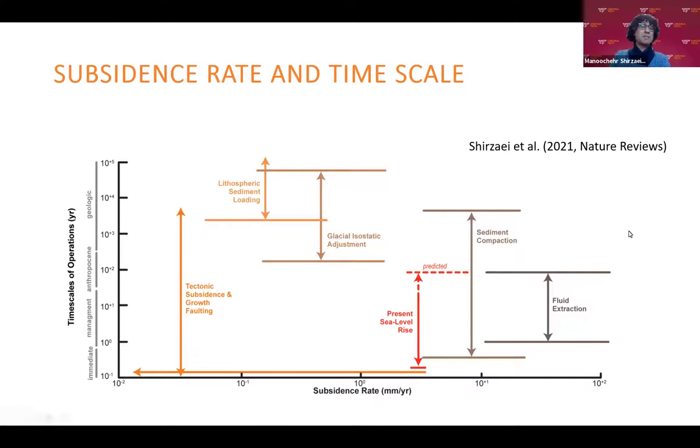So putting all these processes together, here in the graph, in the horizontal axis I show the subsidence rate, and the vertical is the time scale of each operation or each process. And for your reference, in the middle, I put the rate of the sea level rise and its projection. So it's projected to be about 10 millimeter per year by end of 21st century, if we don't do anything about the climate change. Anything to the right, which is fluid extraction and sediment compaction, seem to be more relevant for policy making in terms of rates and spatial extent than the sea level rise.